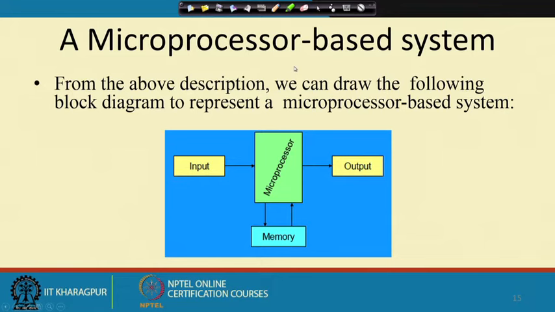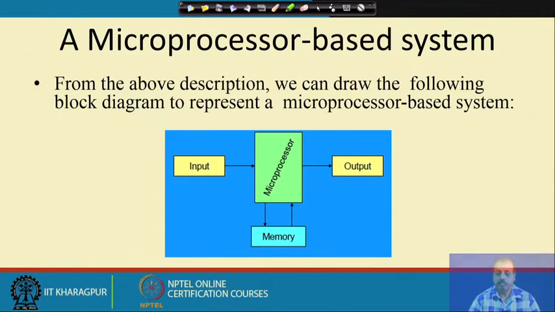A microprocessor based system overall will look something like this. We have this microprocessor and the memory. The microprocessor may get something from the memory, or it may write something onto the memory. Basically the microprocessor gets the successive instructions from the memory, and it executes the instruction.